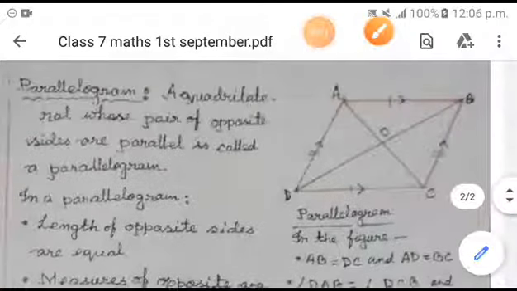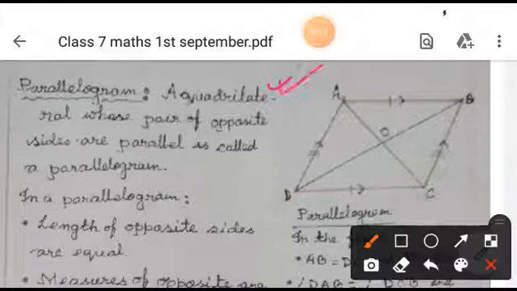Let's see the diagram. In the parallelogram ABCD, we find that the diagonals AC and BD are intersecting each other at the point O. So here in this case, the length of AO will be equal to the length of OC, and the length of OD will be equal to the length of OB. Keep this in mind. So here the diagonals AC and BD intersecting at point O bisect each other, that means dividing the two diagonals into two equal halves, right?